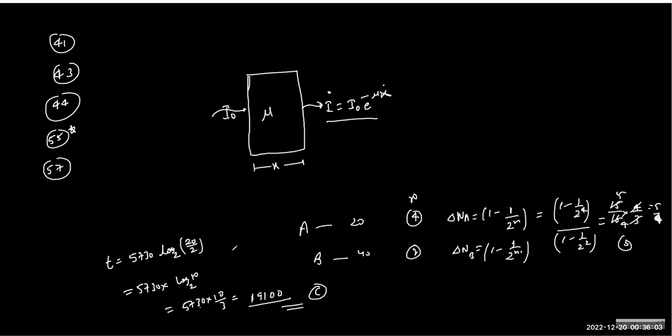Sir, we are given decays per minute, right? So we can directly use the formula. We are given that after some time it is becoming 2. So 2 is equal to initially it was 20 e raised to minus lambda t, right? And lambda we can find by using the half-life.